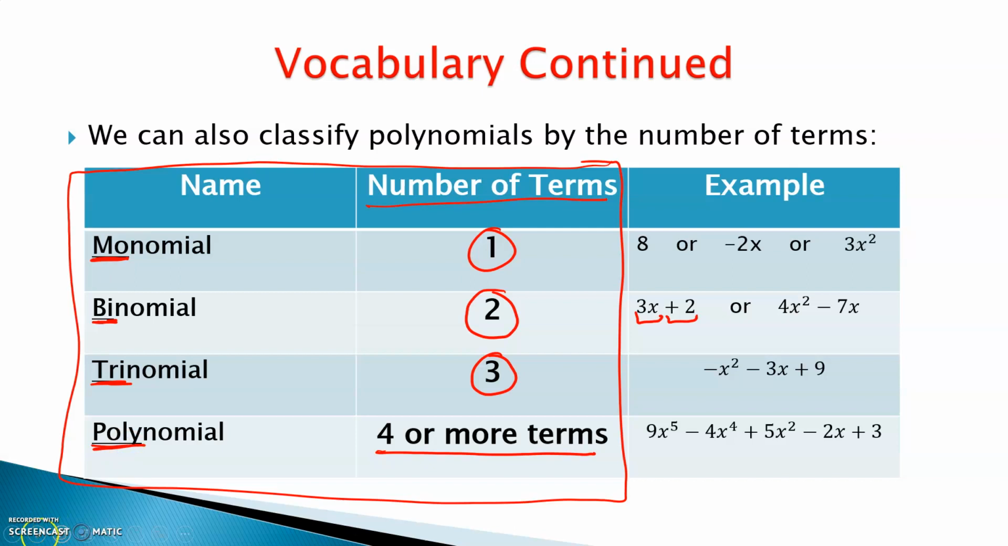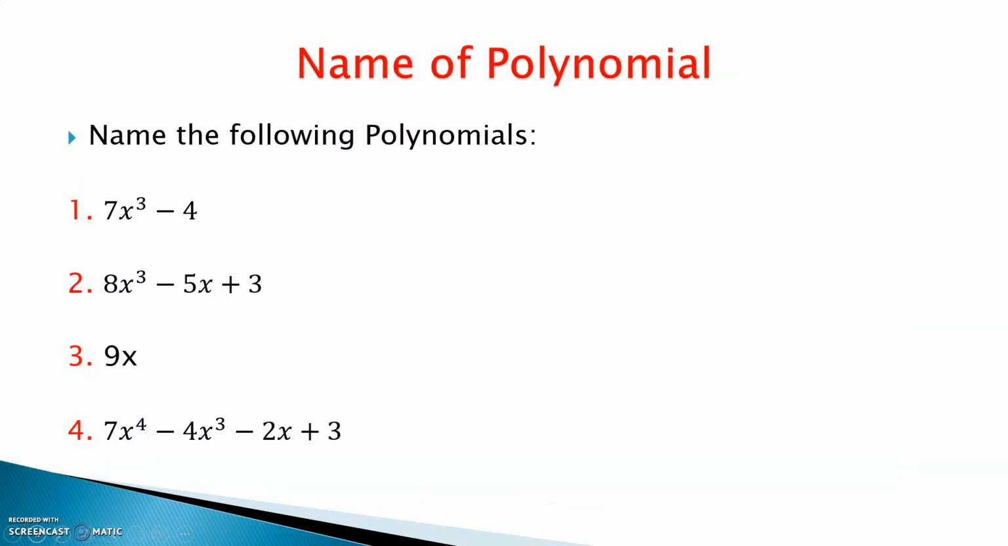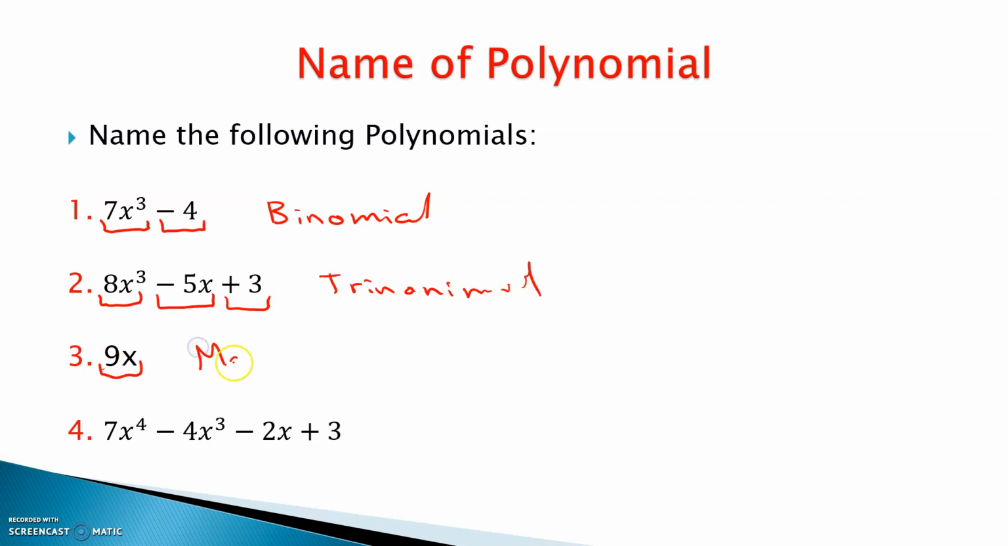All right, so make sure you guys copy that down. So let's take a look at the next set of examples here. Name the following polynomials. So look at the first one here. It has 2 terms. So we're going to call that a binomial. All right, the next one here has 3 terms. We're going to call that a trinomial. The next one here has 1 term, so we're going to call that a monomial.